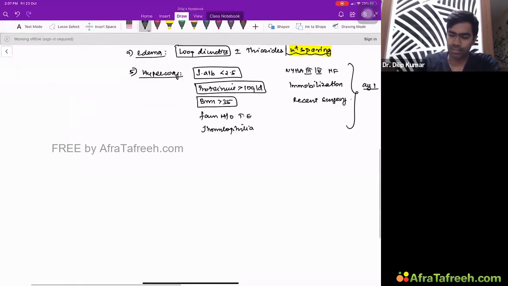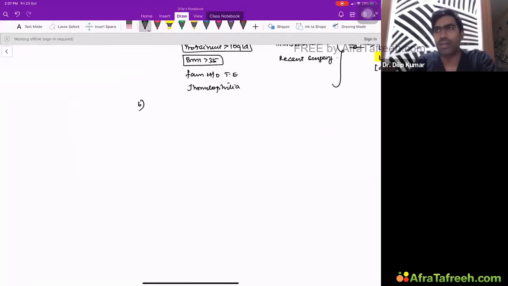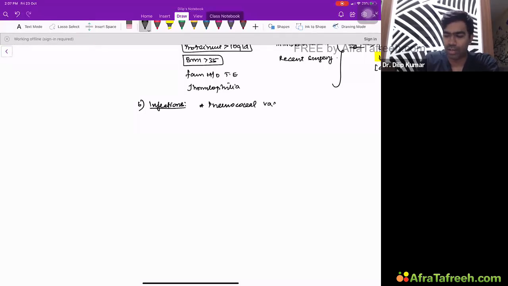And at the same time, these patients may have a risk of infections. How are you going to manage the infections? Especially, I told you, pneumococcal infections are extremely common. So we need to give pneumococcal vaccine for all patients. For any patient with a glomerular disorder, especially a chronic glomerular disorder, pneumococcal vaccine is a must. That's very, very important.